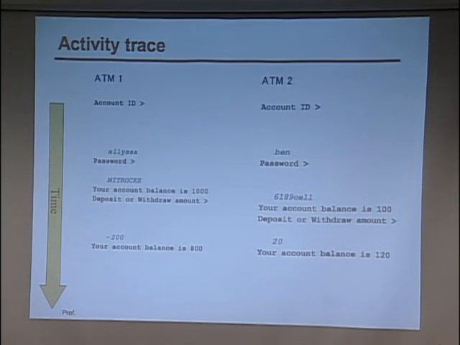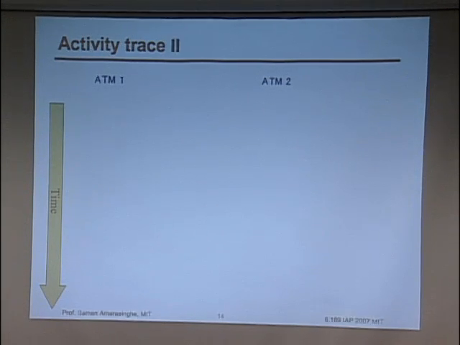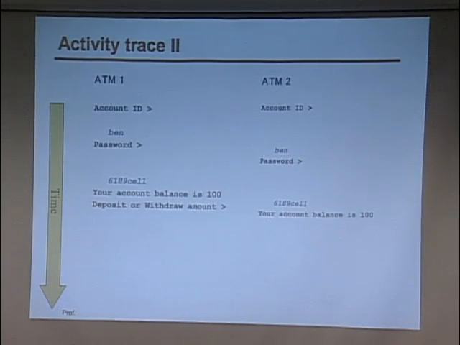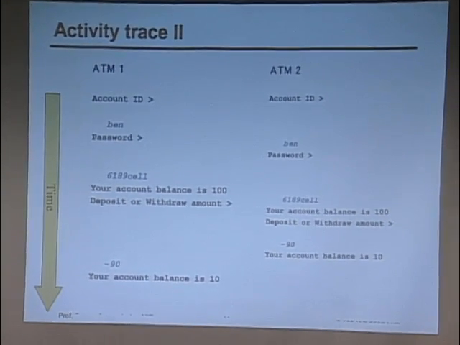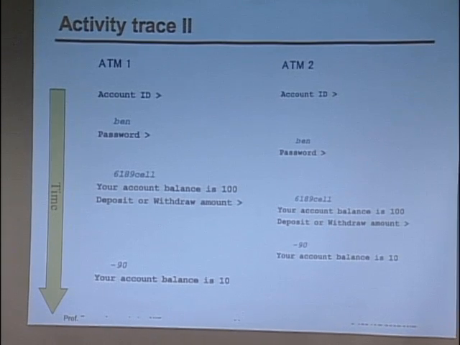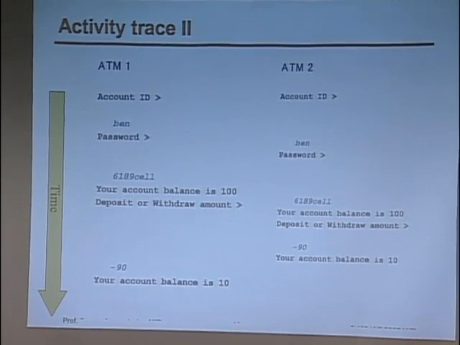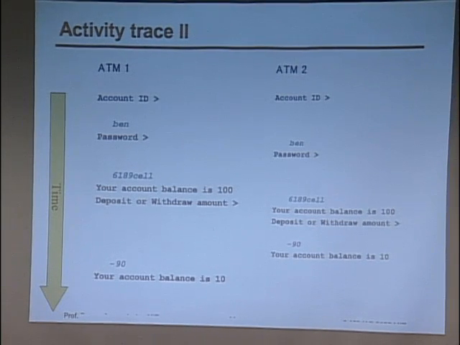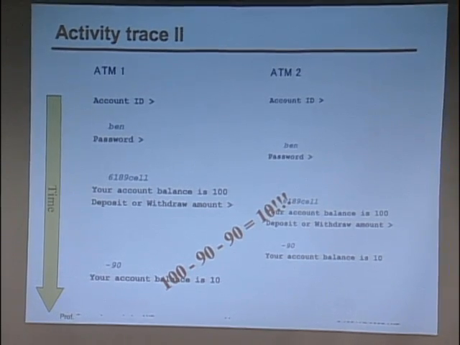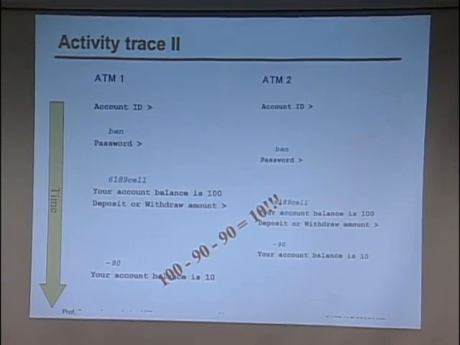Now, as MIT students, they want to do something, they can hack it. So Ben went to both, and they enter the password, and said, I want to get $100... I want to get $90. So he had $100 in his account, and at the end, he actually managed to get $180 out of an account that had $100. This is not a good ATM, at least from the bank's perspective.